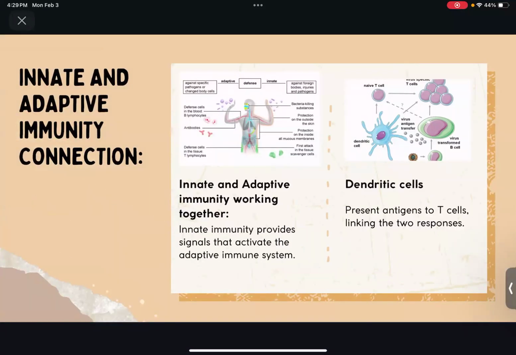Innate and adaptive immunity connection. Innate immunity provides signals that activate the adaptive immune system. Dendritic cells present antigens to T cells, linking the two responses. Innate and adaptive immunity work hand in hand. While innate immunity acts first, it also primes the adaptive response. Dendritic cells play a crucial role by presenting antigens to T cells, guiding the body's long-term immune memory.